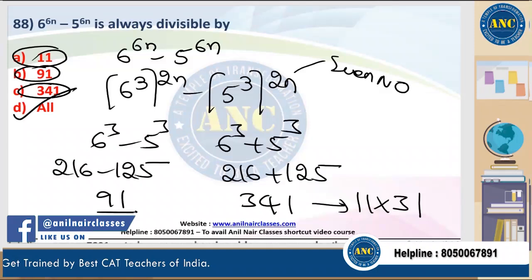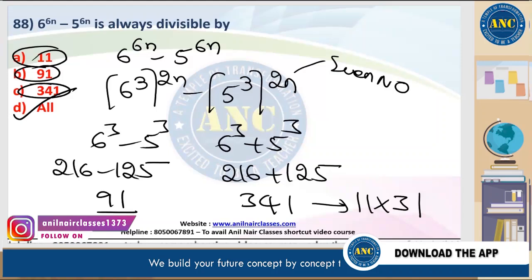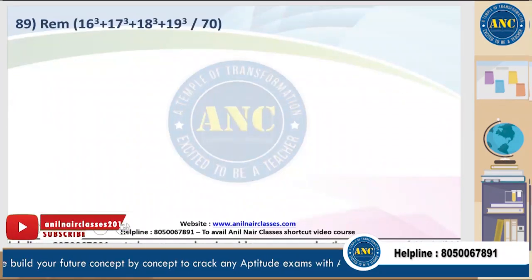Property, same property. A power n minus b power n is always divisible by a minus b and a plus b if n is an even number. 88.